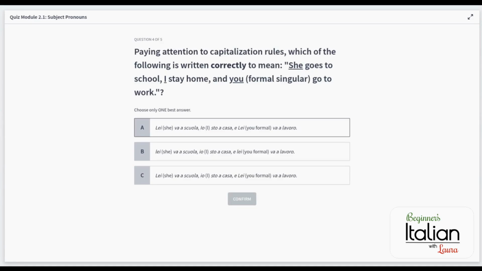Okay, in letter A, the first lei is capitalized, io is capitalized, and the second lei is also capitalized. B, none of the subject pronouns are capitalized. And in letter C, the first lei is capitalized, io is not, and the second lei is capitalized.